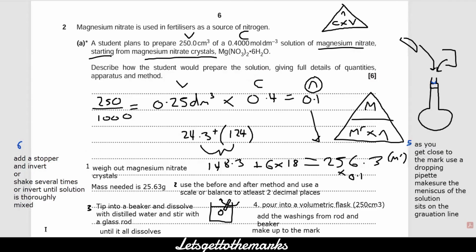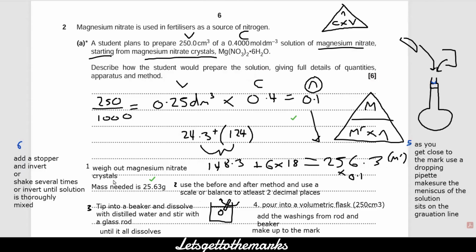I'm just trying to think, have I missed anything out? So the calculation's lovely. We've got that all right. And so you're going to probably get 2 marks for your calculation. You worked out the moles there. We worked out the mass. So that's going to give me that there was 25.63 once I did 0.1 times 256.3, which was the Mr.